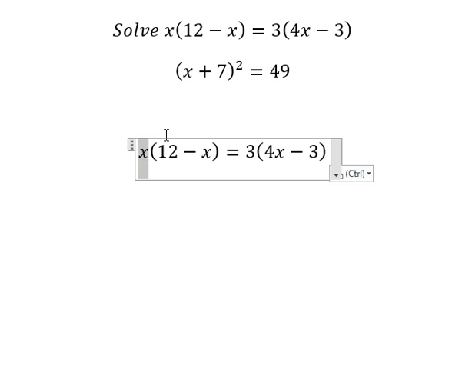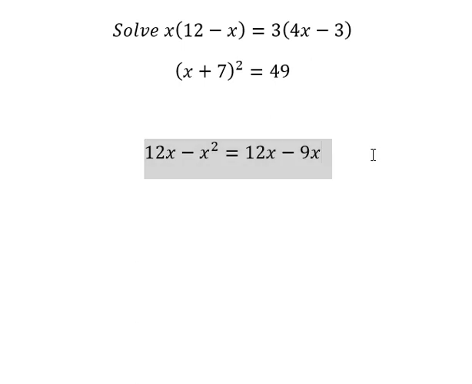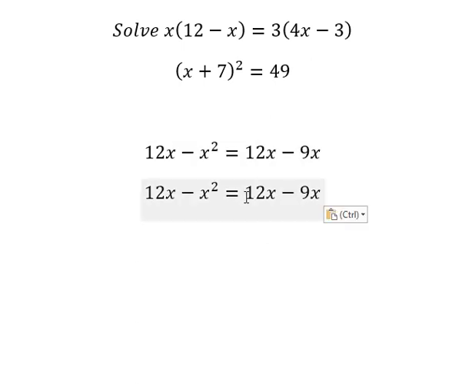So for x we need to multiply by number 12 and x. This one, number 3 multiplied by number 4 and number 3. So we have 12x minus 9x. So 12x, we simplify for both sides.